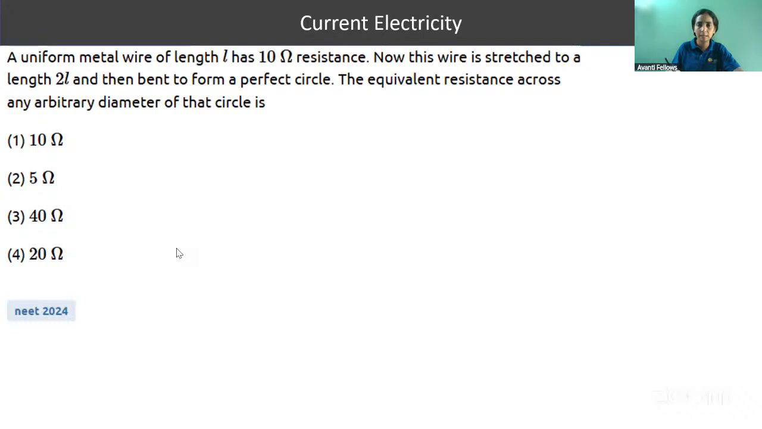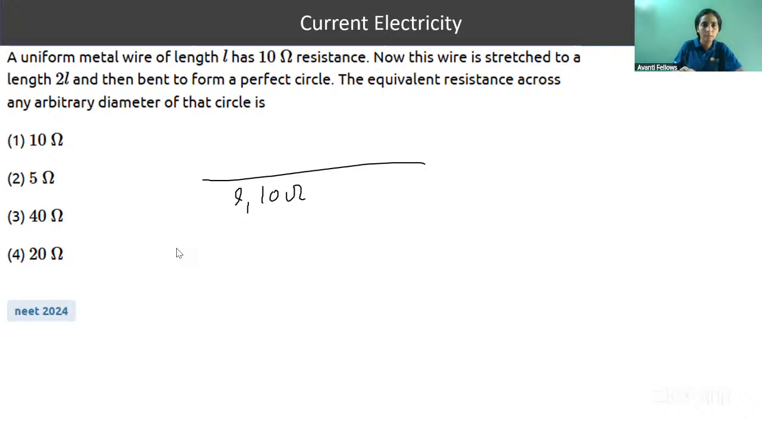Answer seems incorrect. Maybe you can check the calculation. Okay, let's do it together now. I've already given you a lot of time. So there is a uniform metal wire of length L, which has 10 ohm resistance. The length of this wire is L and it has a resistance of 10 ohm. Now this wire is stretched to a length 2L.